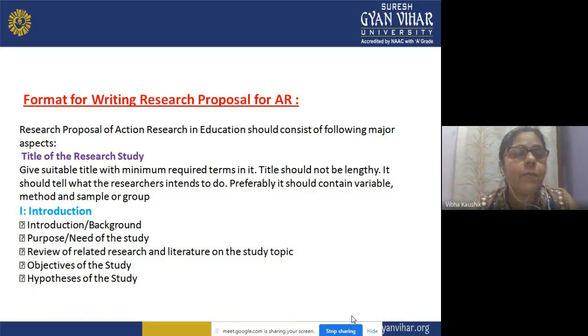Now, a research proposal of action research in education should consist of the following major aspects. When you are going to write a research proposal, it should consider these dimensions. The first one is the title of the research study, meaning the statement on which you have done your research should be written in the research proposal.